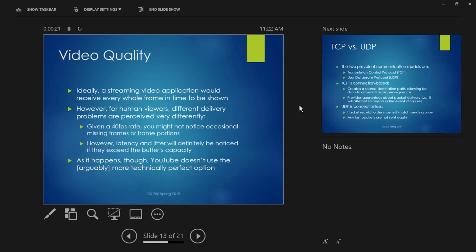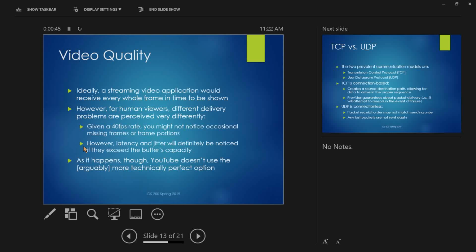Okay, but again, for human viewers, different delivery problems get perceived differently. For example, if you have a very high frame rate on your video, 40 frames a second, the human might not even notice if entire frames are occasionally missing. On the other hand, latency and jitter, you're going to notice if they exceed the buffering capacity. If the video is always stopping and starting, people are going to say, yeah, this sucks, right?